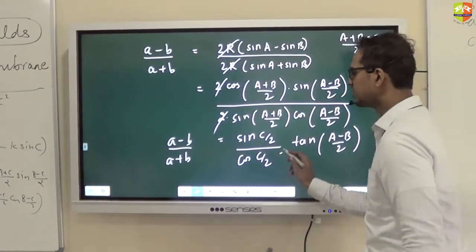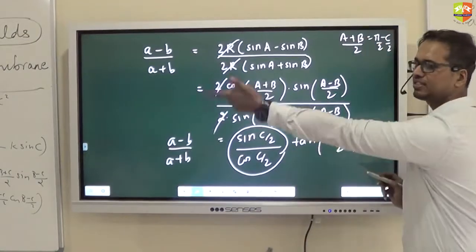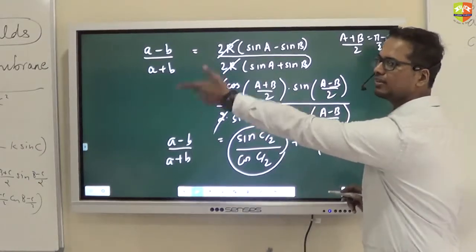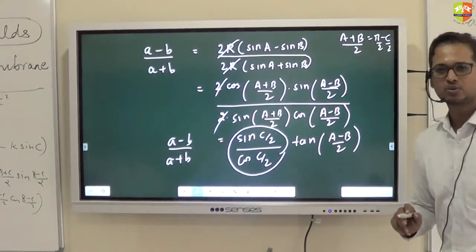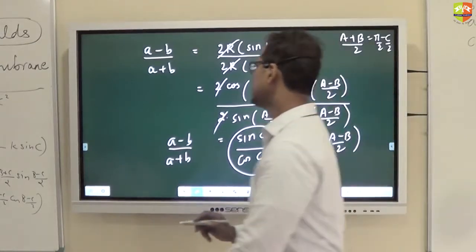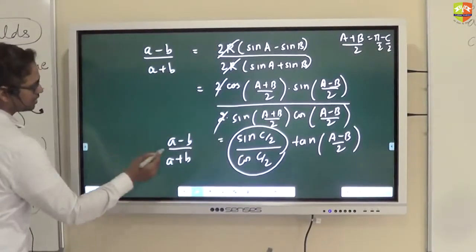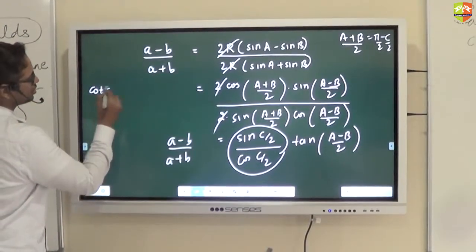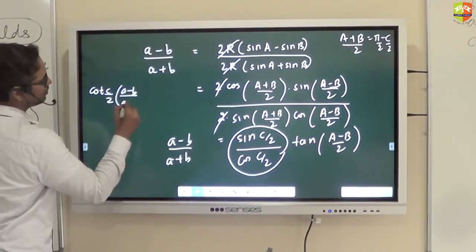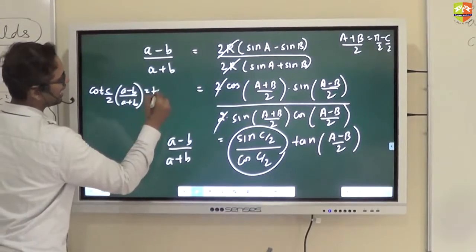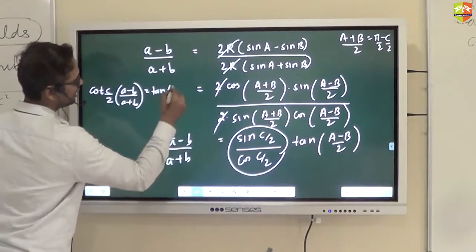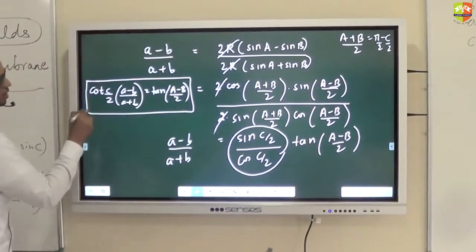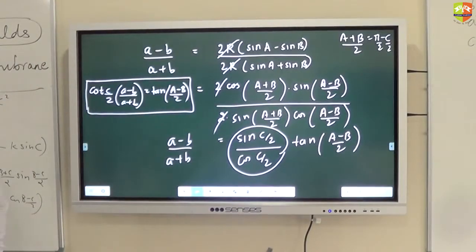Just take this part of the term to the left side. What will happen if I take tan C by 2 to the left side? Cot C by 2. So you will get cot C by 2 into A minus B by A plus B is equal to tan A minus B by 2. Is that okay?